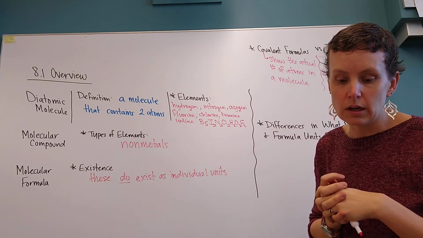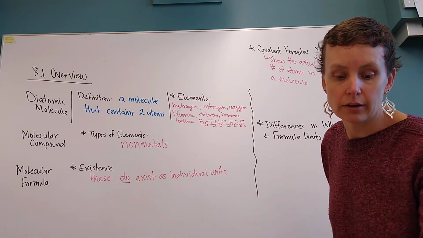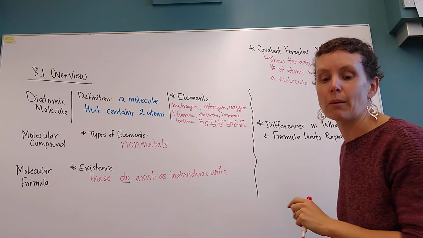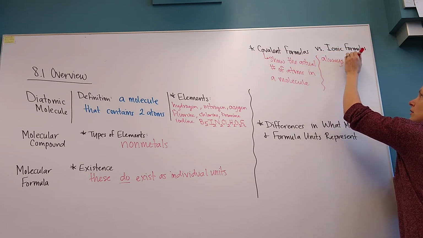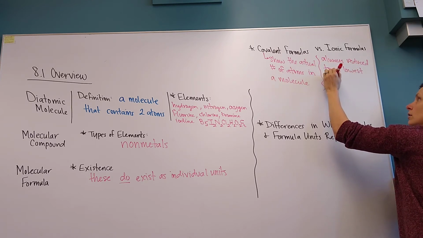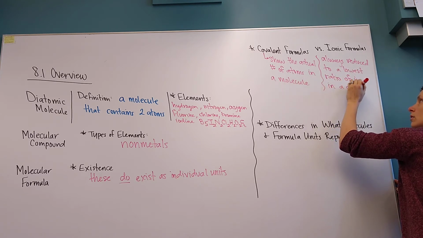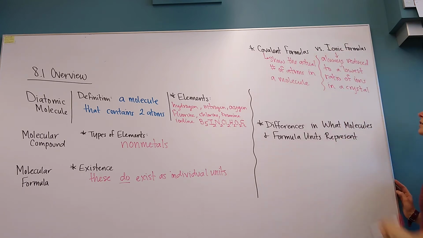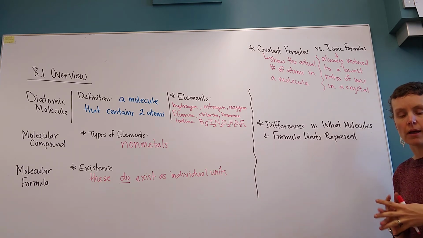So ionic formulas show a ratio in a crystal, are always reduced to the lowest ratio of ions in a crystal, okay? And remember, that's going to be based on their charges. If they have the same charge, that ratio will be 1 to 1. If it's a 2 plus and a 1 minus, the ratio is going to be a 1 to 2 in order to balance out those charges.